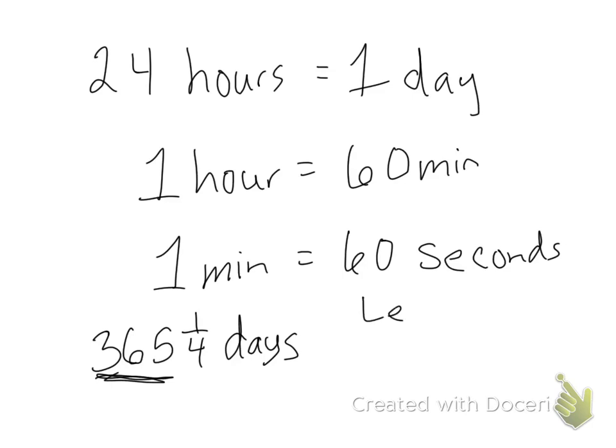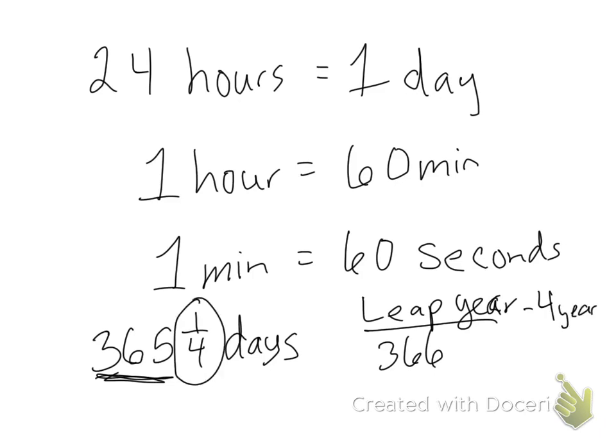But during a leap year, we have 366 days. And a leap year is every 4 years. And that's to make up for this quarter year that we're missing.